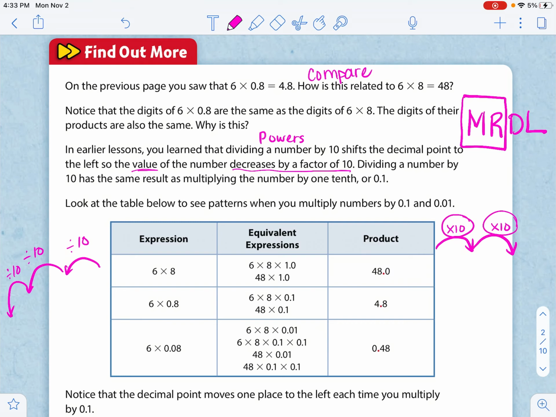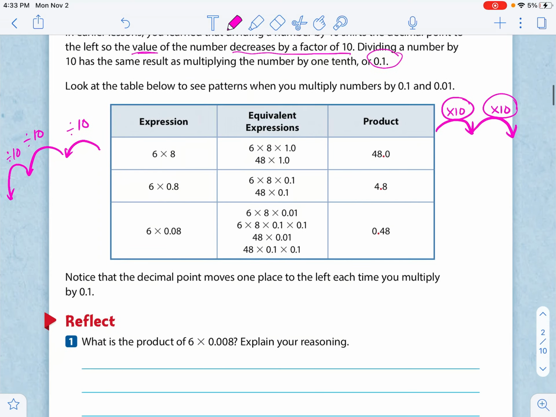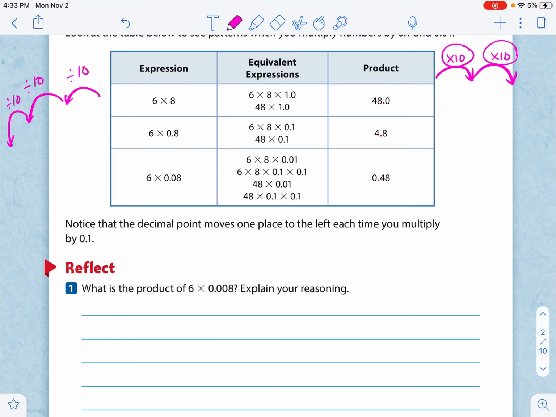Dividing a number by 10 has the same result as multiplying the number by 1/10. Oh boy, mind blown, that's super confusing, right? So let's just look at the table and see if we can figure this out. 6 times 8 means the same thing as 6 times 8 times 1.0. Well, that's just one whole. So 48 times one whole is 48. Look, it just has the decimal point and the 0 at the end.